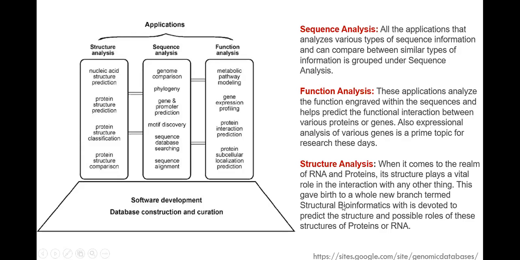Structural genomics, structural proteomics, we talked about again. Functional genomics and sequence genomics that we already studied. You go into that. In each category, you can define the function. For example, genome, sequence analysis of nucleotide, genome comparison, phylogeny, you want to look into the evolutionary trend, gene promoter prediction, motif discovery, sequence database searching, sequence alignment. You can go for nucleotide. Functional analysis, combining these two, you go into metabolic pathway modeling, gene expression profiling, protein-protein interaction, localization of the protein. Based on the input, based on the output you want, you can develop the software and databases for it.